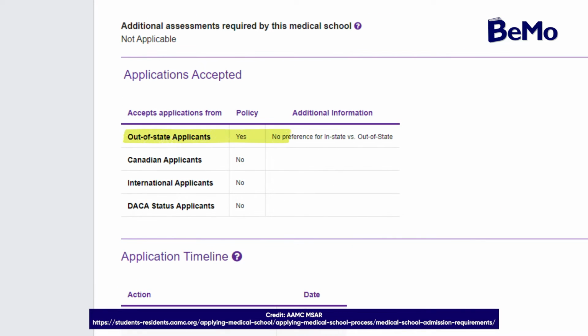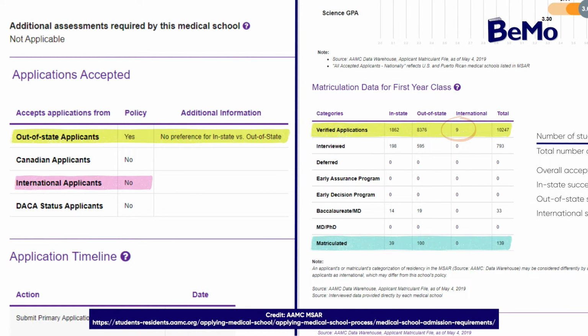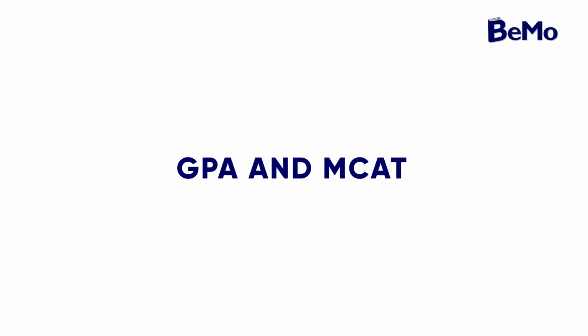As you can see, Albany does not give preference to either in-state or out-of-state applicants, but notice that Albany does not accept international students. Now, compare it to the chart I included in the admissions statistics section. Those 9 international candidates applied to the wrong school when they chose Albany. Whether they did not do their research or decided to apply despite Albany's policies, they wasted their time and money applying to Albany. This is why checking residency requirements in MSAR is key before applying to any medical school in America.